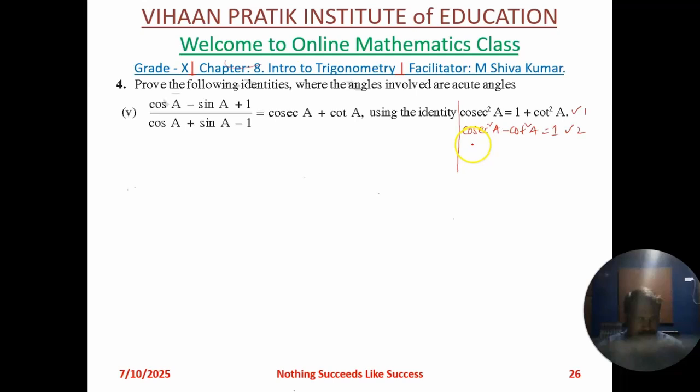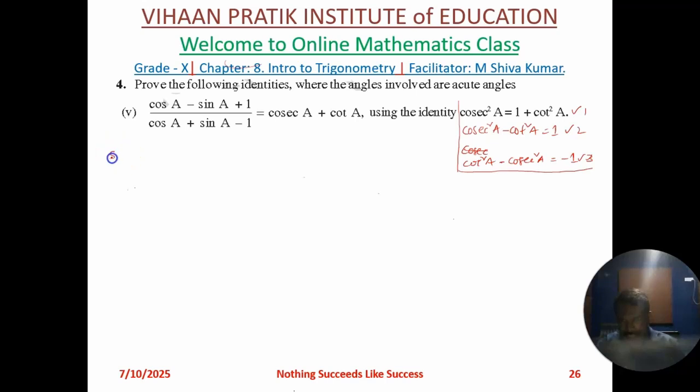The third one is cot square A. Now I'm bringing cosecant square A to this side and 1 to this side. So plus 1 will become minus and plus cosecant square A will become minus. So cot square A minus cosecant square A equals minus 1. This is the third identity. So we have reframed it.